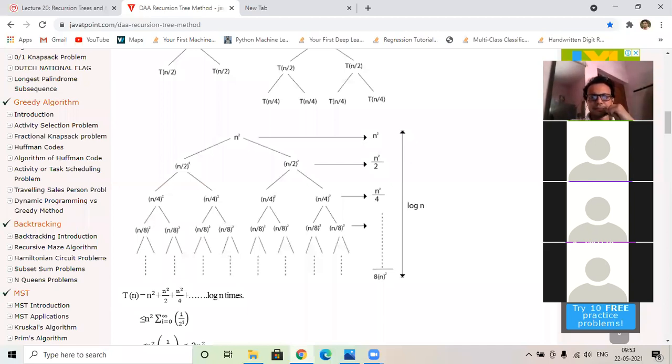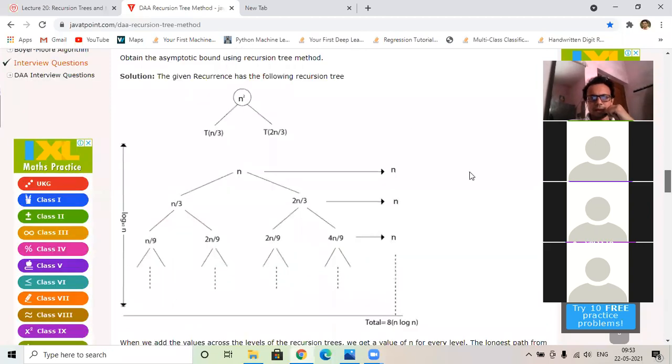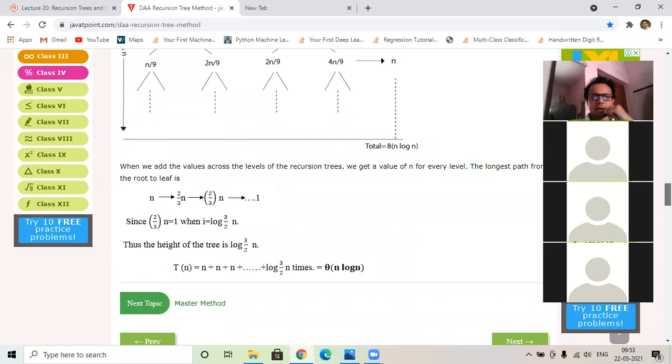But here it is not a balanced tree. So what will be the height? Maximum height will be log n, obviously. And each level is taking n times. So total time will be n log n. Total time will be n log n. Okay, that's why it is giving that.